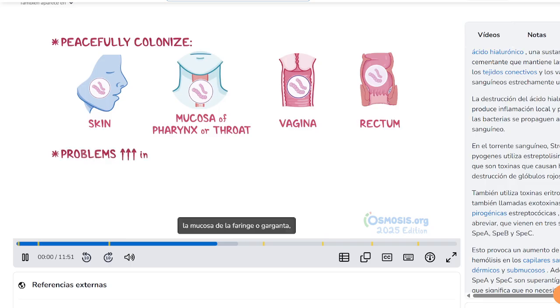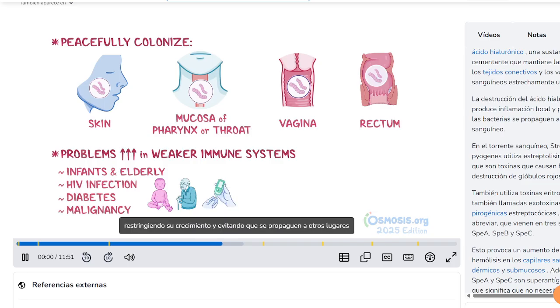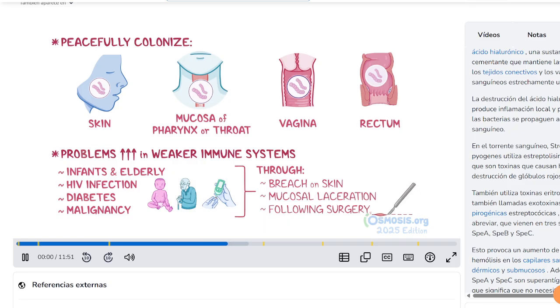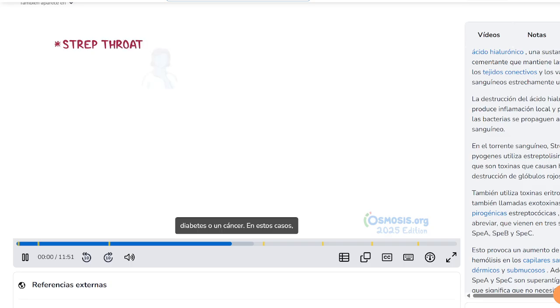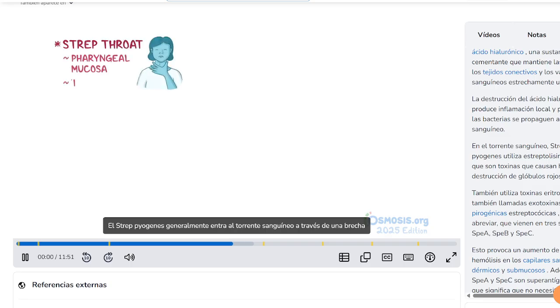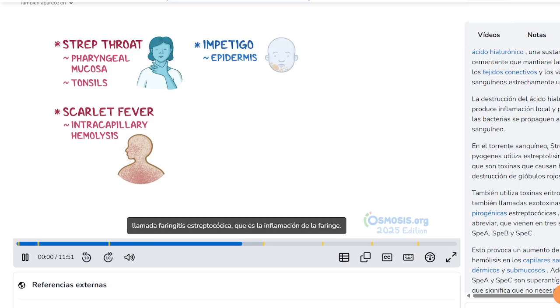Problems arise in individuals with weaker immune systems, like infants and the elderly. Other immune-weakening conditions include HIV infection, diabetes, or a malignancy. In these cases, Strep pyogenes usually gets in the bloodstream through a breach on the skin, a mucosal laceration, or following surgery. Most often, Strep pyogenes causes strep pharyngitis, also called strep throat, which is the inflammation of the pharyngeal mucosa and tonsils. Strep pharyngitis may also be associated with scarlet fever, which is when intracapillary hemolysis results in a bright red skin rash.